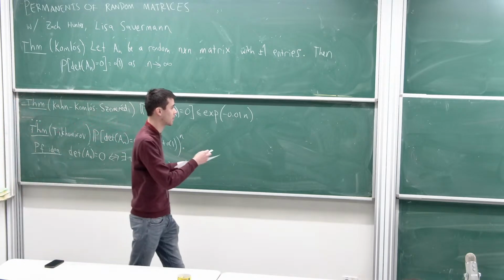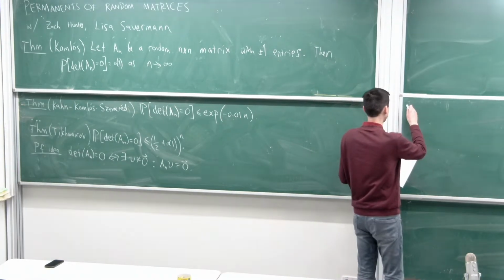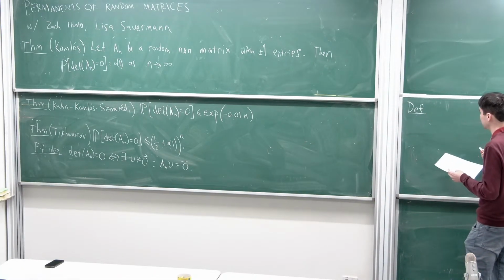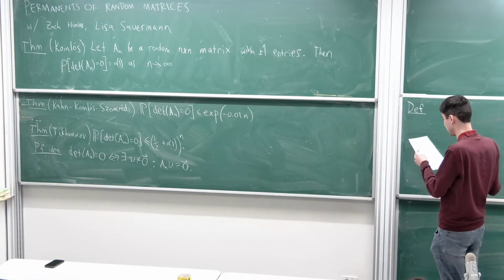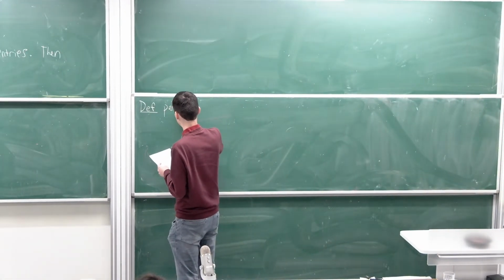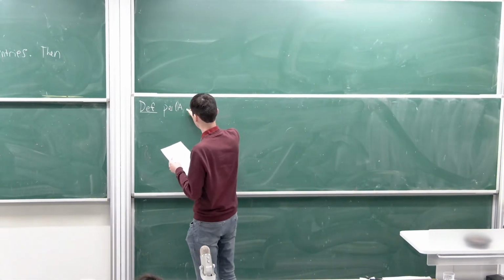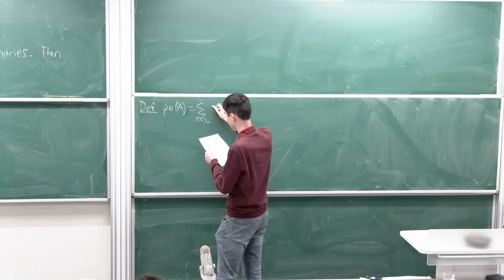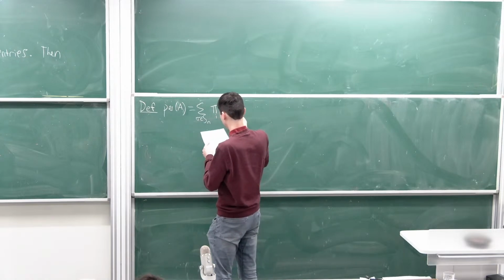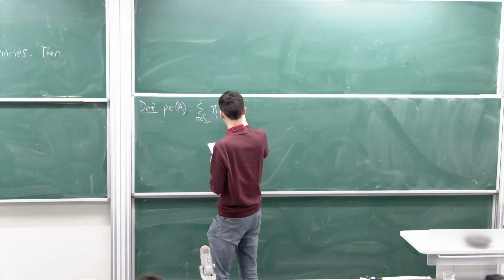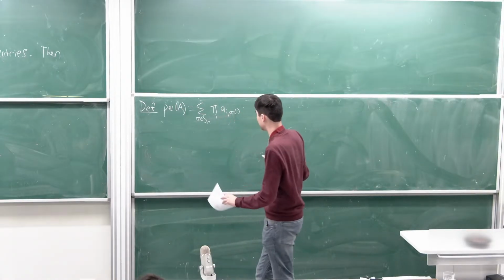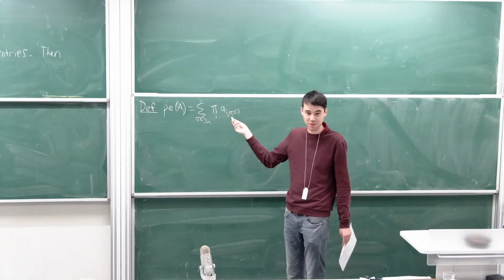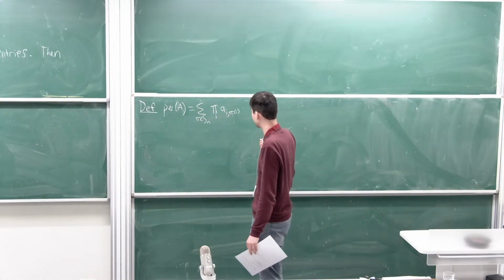So specifically today I want to talk about the permanent. Let me just remind you what this is. The permanent is defined in a very similar way to the determinant, but it's much less friendly in various ways. So the permanent of a matrix a is the sum over all permutations sigma of the product over all i of a_{i,sigma(i)}, the entry in the ith row and the sigma(i)th column. So it's the same definition as the determinant, but I haven't put the minus 1 signs in there.